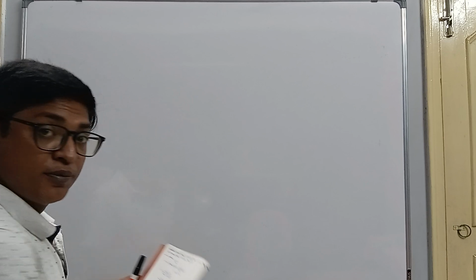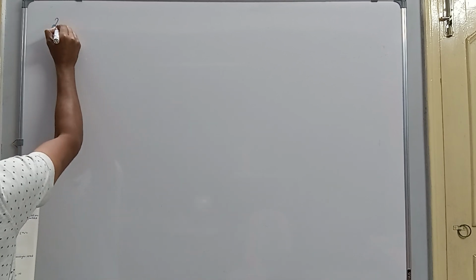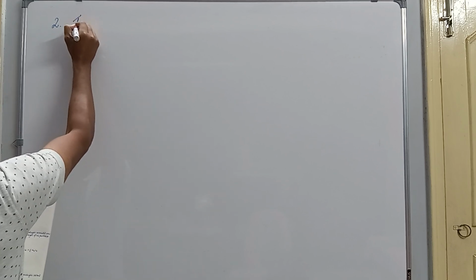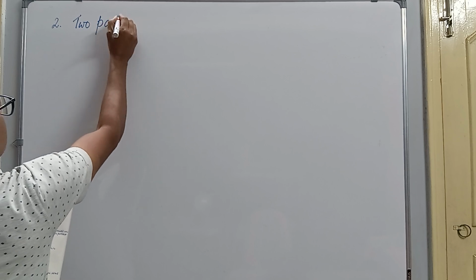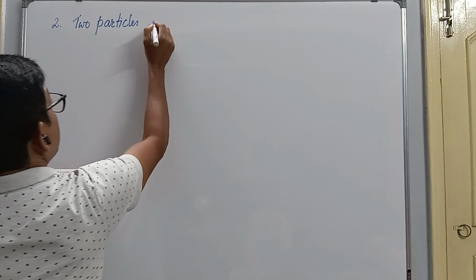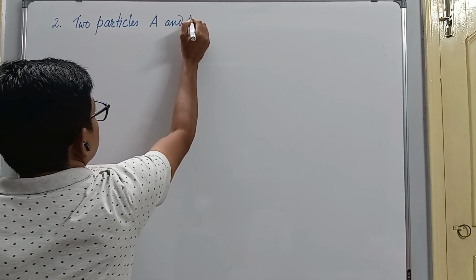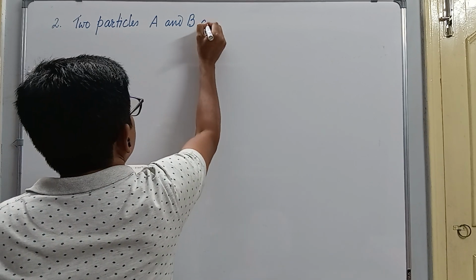Okay, so the next problem. The next problem is a little bit difficult, but calculation wise it is very simple. So what they have mentioned in this second problem, they are saying two particles are there, A and B. Both are in motion.